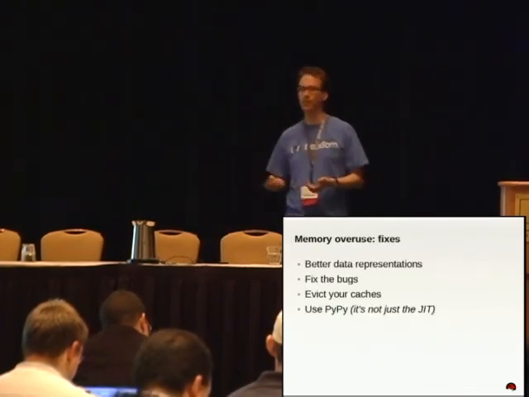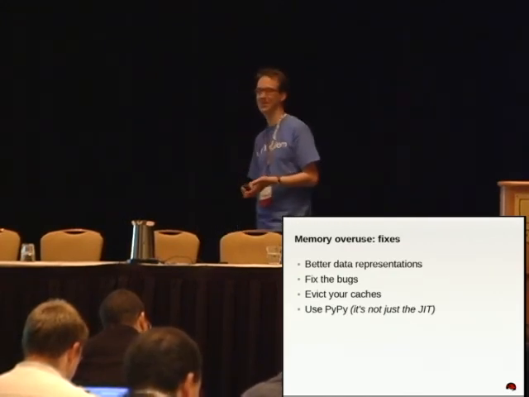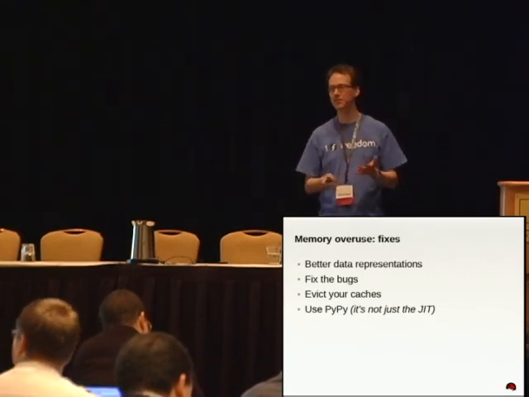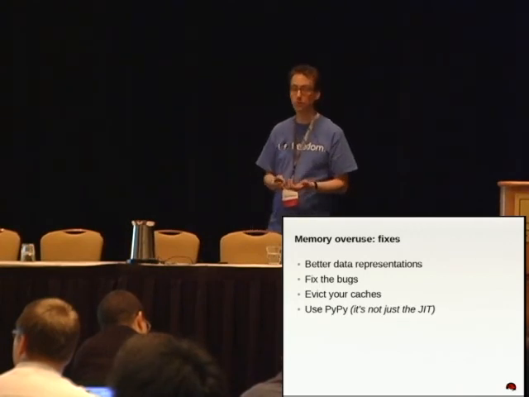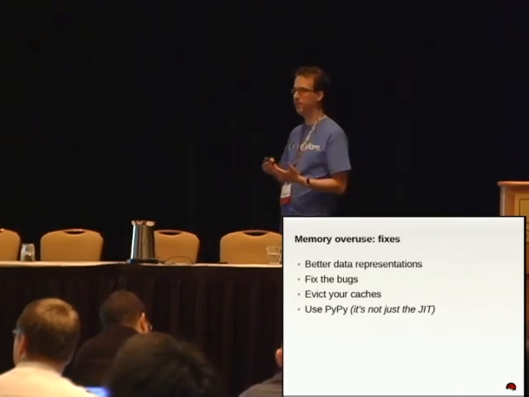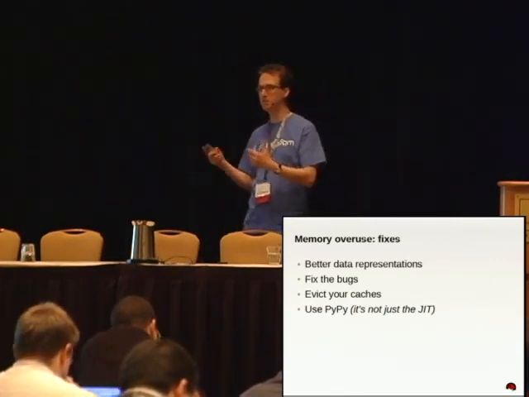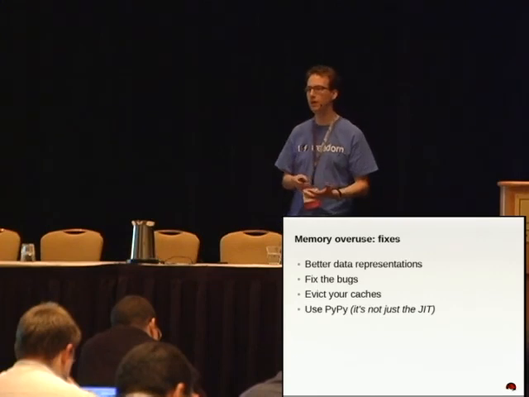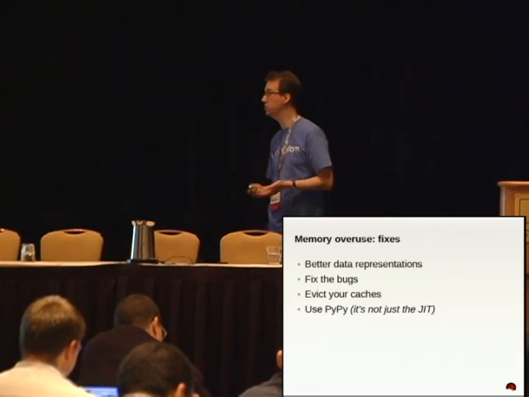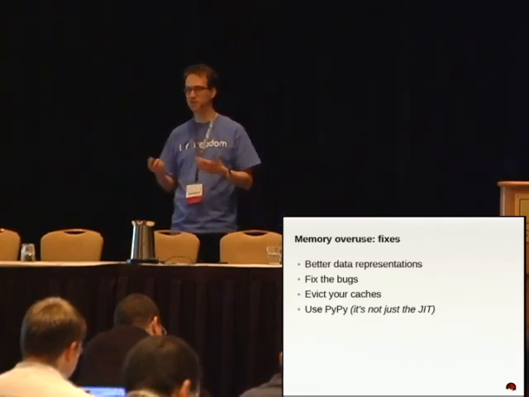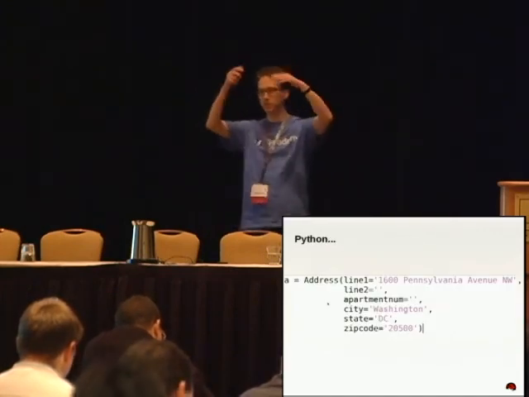Okay, so fixes for these problems: use better data representations, fix your bugs, evict your caches, and use PyPy. PyPy did a great talk yesterday where they spoke a lot about their just-in-time compiler, but what they didn't talk about was that the flexibility of their engineering approach means they can experiment with all kinds of new representations for things like the fundamental data types in Python. That's already leading to, I believe, big memory usage savings. So it's not just the speed-ups, it's potentially memory savings as well. So let's do a bit of a dive through the abstraction layers.